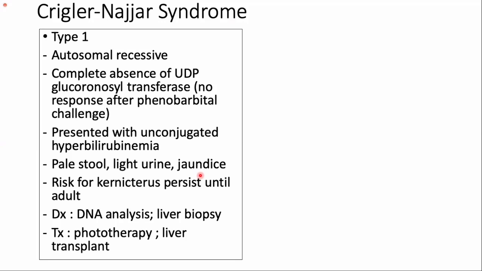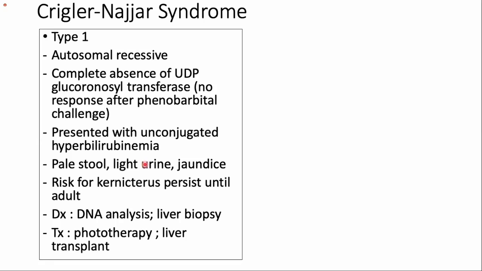This one I mistakenly put here. Supposedly it will be unconjugated bilirubin, so we won't see the obstructive symptoms. I will edit this later on. So the risk of kernicterus will persist until adulthood because we don't have the enzymes to conjugate. So the bilirubin will remain continuously in an unconjugated state, and this unconjugated bilirubin, as mentioned before, has a lipophilic nature and crosses the BBB with much ease.